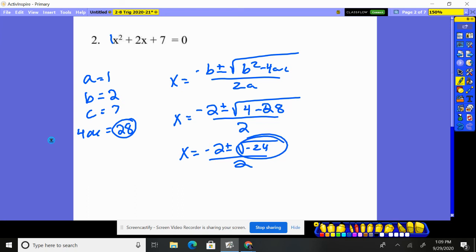Uh-oh, you can't take the square root of a negative number. We're dealing with just real numbers here. This tells me there is no solution. If you get a negative underneath the square root right there, there's not going to be a solution. That means there's no x that you can plug into number 2 here to ever get it to come out to be 0. It's not possible. There's problems 1 and 2.